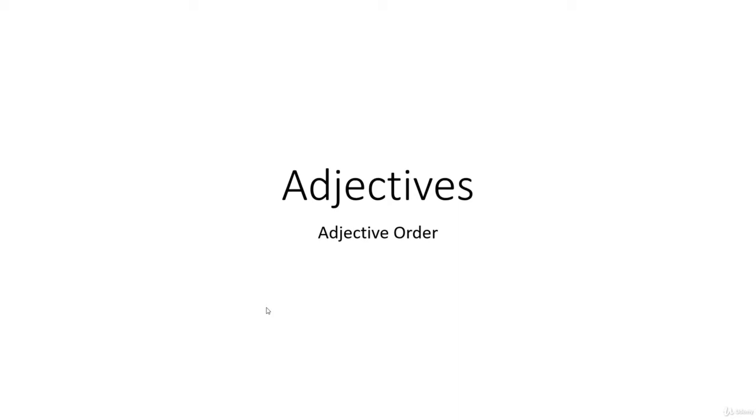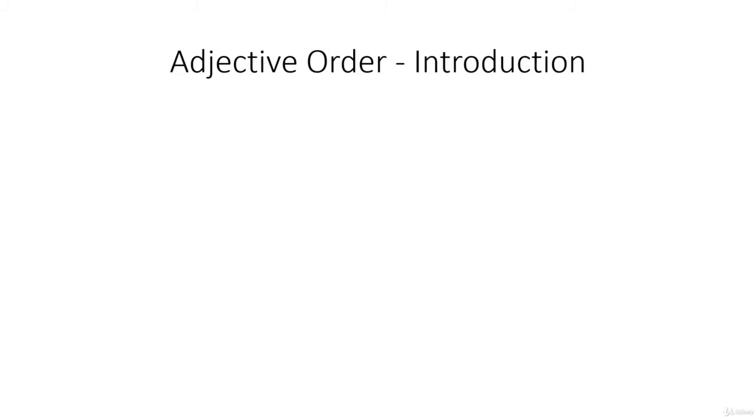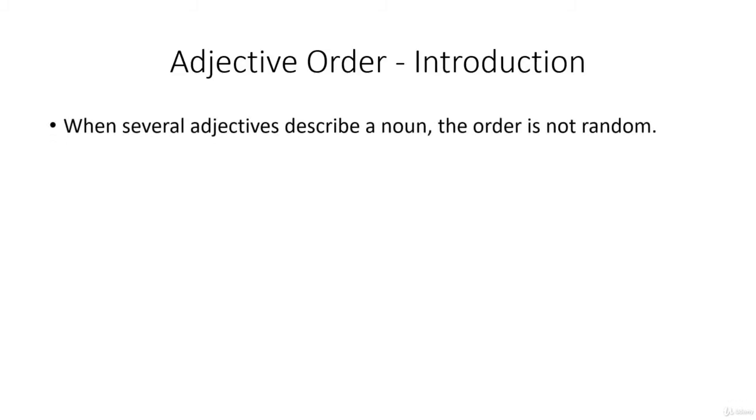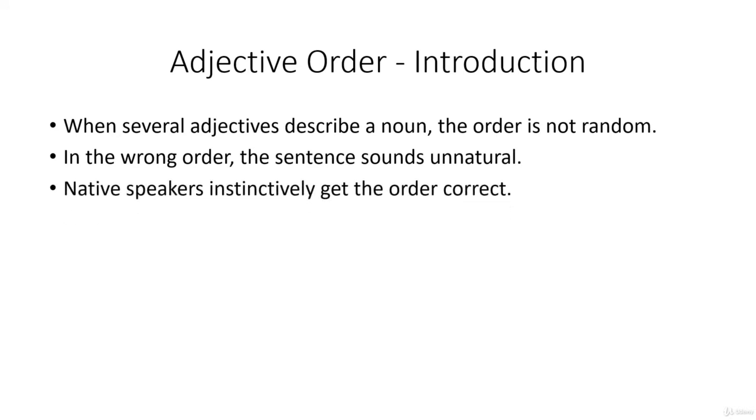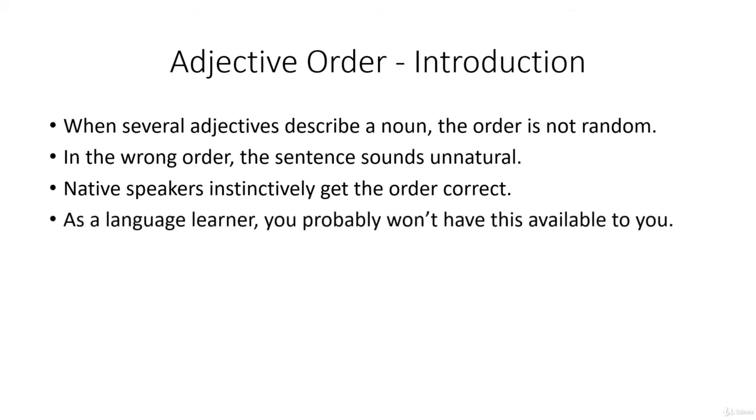This lesson in the adjectives block concerns the order in which we use them. So when several adjectives are used to describe a noun, the order is not random. And if it's put in the wrong order, the sentence really sounds unnatural. And because native speakers have been hearing the correct order sort of all their lives, they instinctively get it right. But as a language learner, you won't have this experience available to you to fall back on.